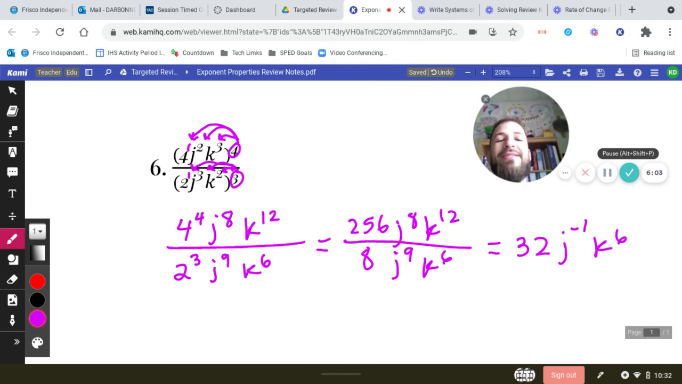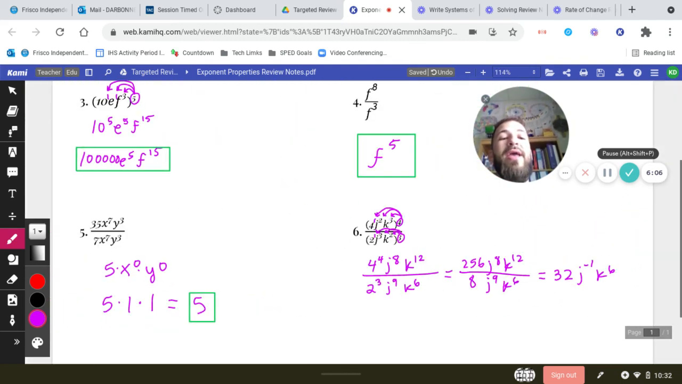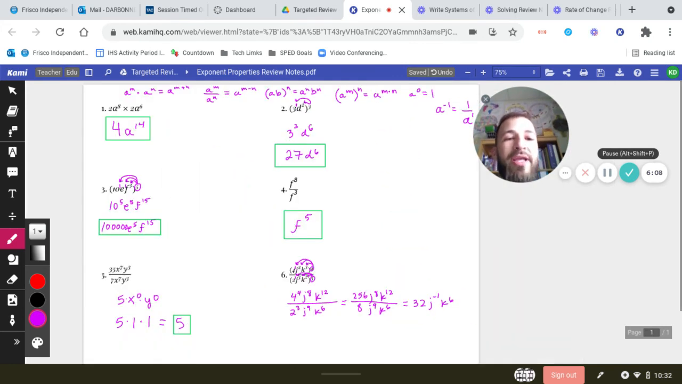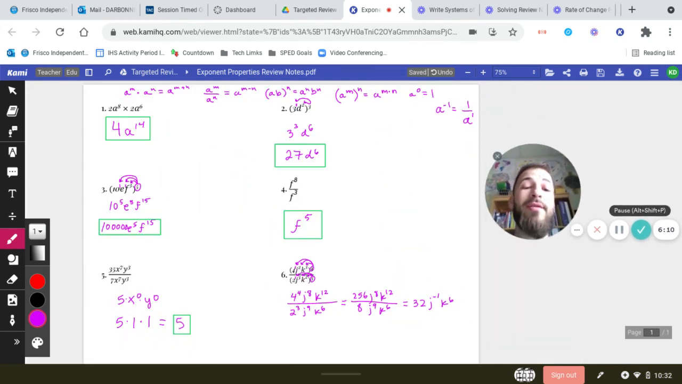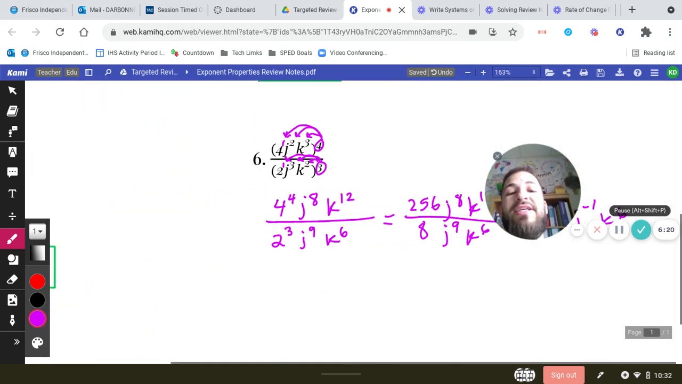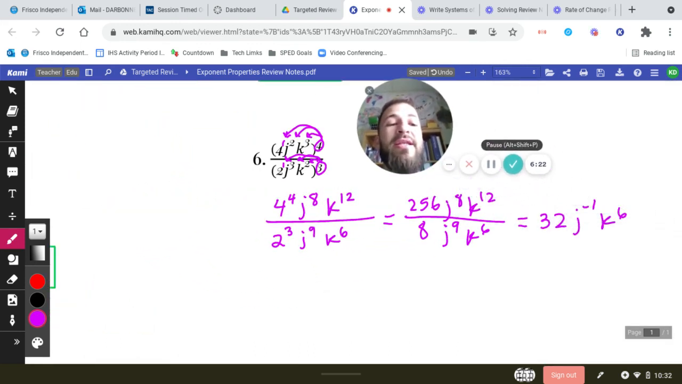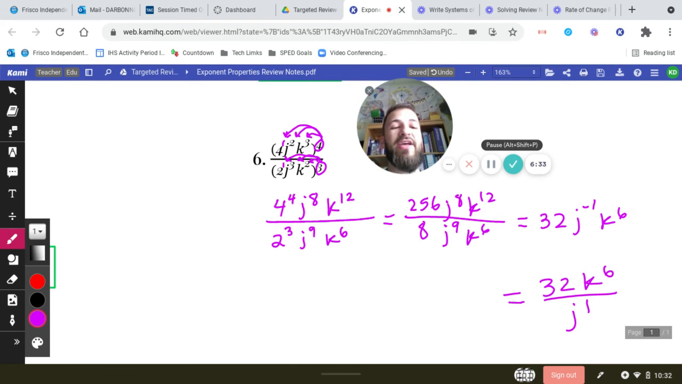And then last thing, anytime in an exponent property that I have a negative exponent, negative means to change its place in the fraction. So if it's in the top of the fraction, I move it to the bottom. If it's in the bottom of the fraction, I move it up to the top. So in this case, in number 6, I have j to the negative first, and it is in the top. So this would become 32k to the sixth over j to the first, or just j. Okay, so notice how that negative exponent means I needed to move it down to the bottom as my very last step.